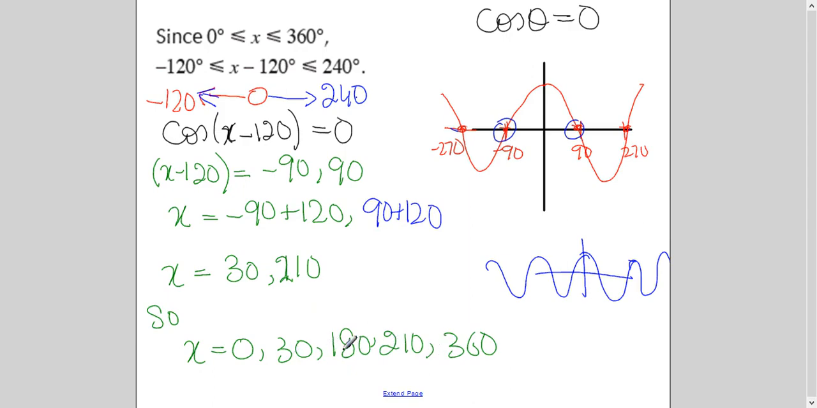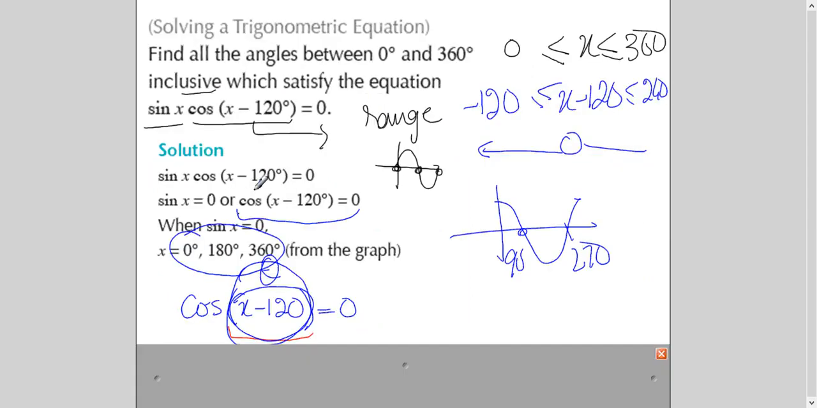Now, if you want to check whether the answers are correct or not, you can plug them in here and the answer should come 0, right? So this is the way we recheck.